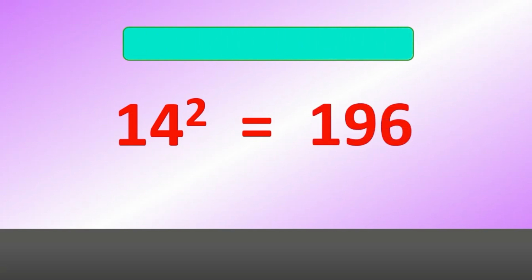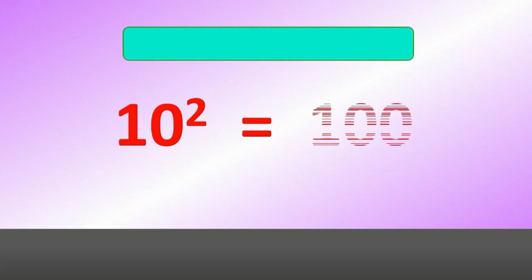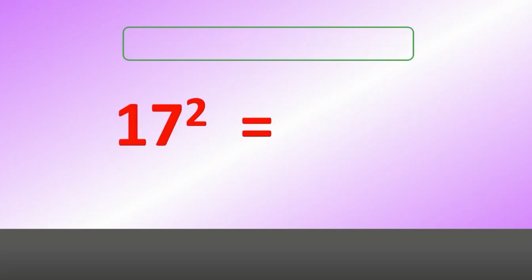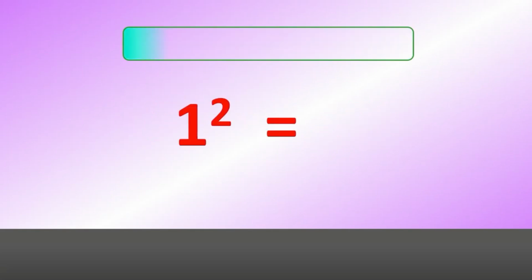14 squared is 196. 8 squared is 64. 10 squared is 100. 17 squared is 289. 1 squared is 1.